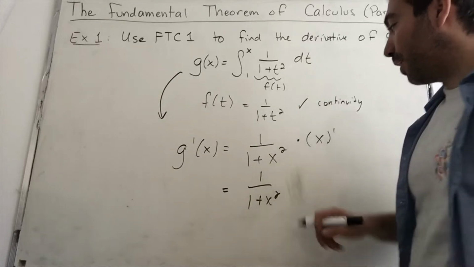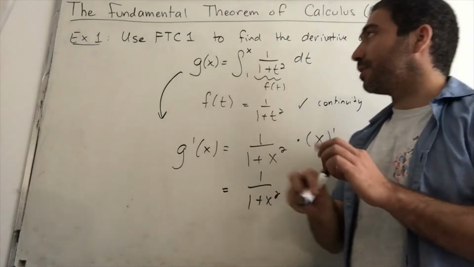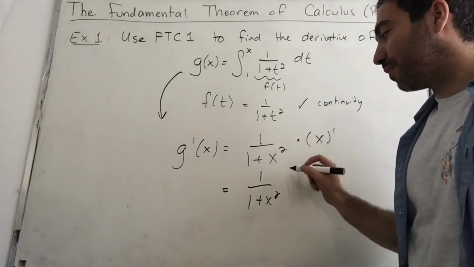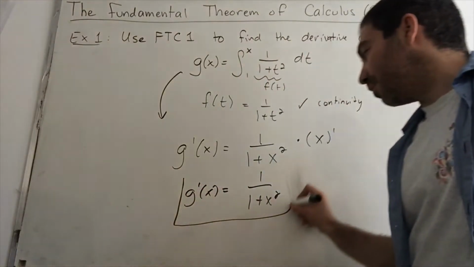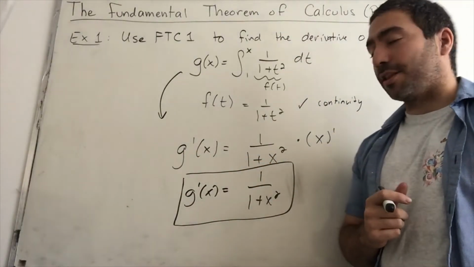But this is something we have to consider in case the function on top, the upper bound, is not x and it's something else. Okay, so keep that in mind. We have to multiply by the derivative of the function. So the derivative g prime of x in this example is simply 1 over 1 plus x squared. Okay, let's take a look at another example.